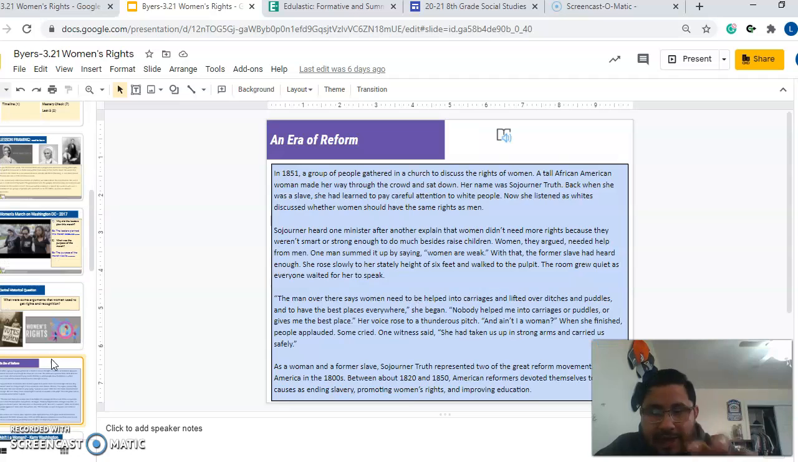So here's some background information on what was happening around this time, 1851. This is right before the Civil War. This is a time where people are asking for change. They're seeking change. They want things to change because life for women is not as equal as men, and especially if you are a black woman or a black man. And as you know, slavery in 1851 is still going on.